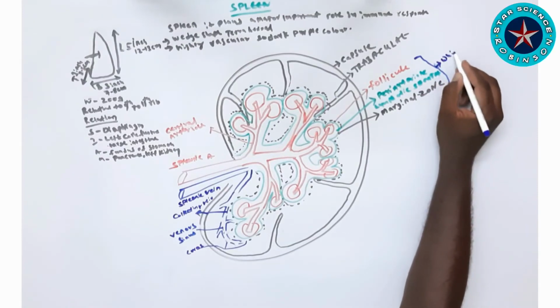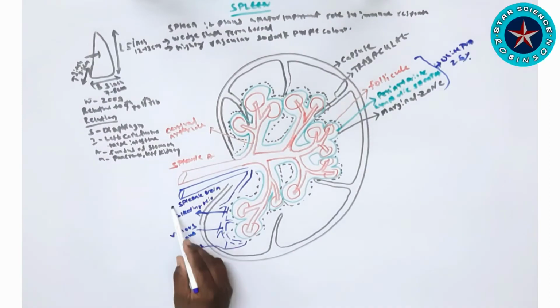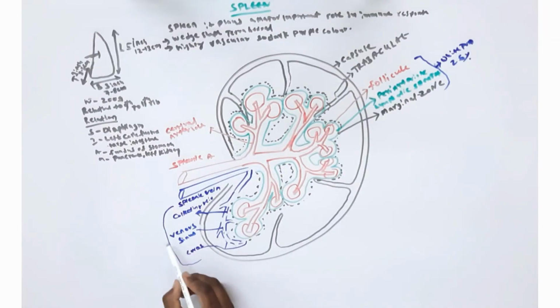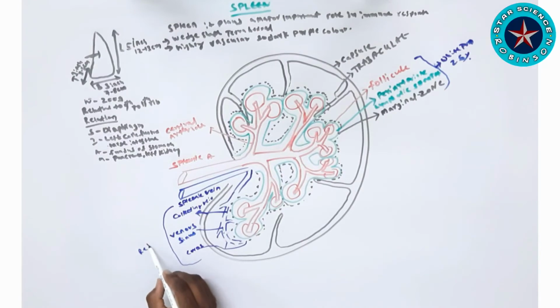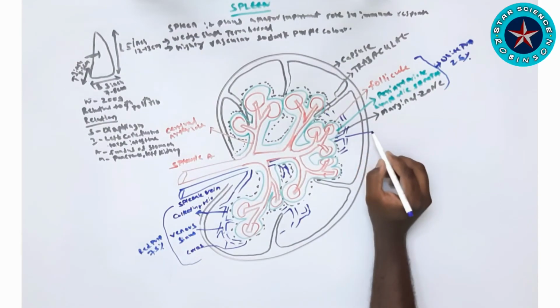Now we are seeing about the pulp. It is around 25%, that is follicles, at the same time periarterial lymphatic sheath and marginal zone. Now we are seeing about the splenic vein, collecting venous sinus and cord. It is around 75%, that is called the red pulp.